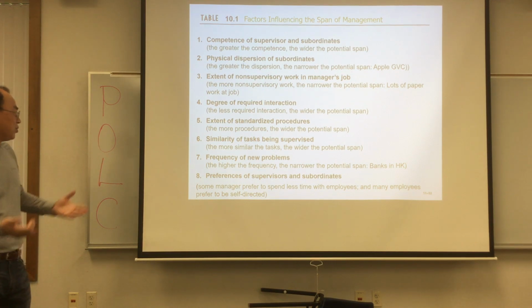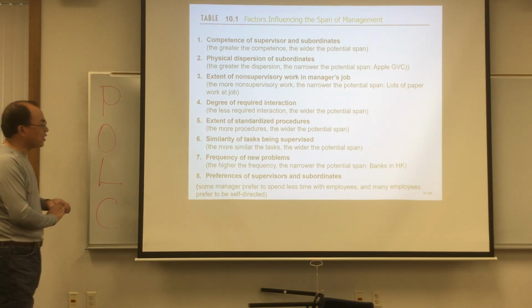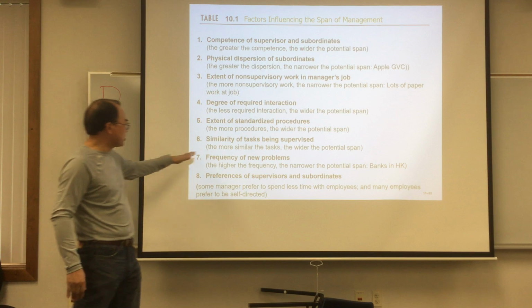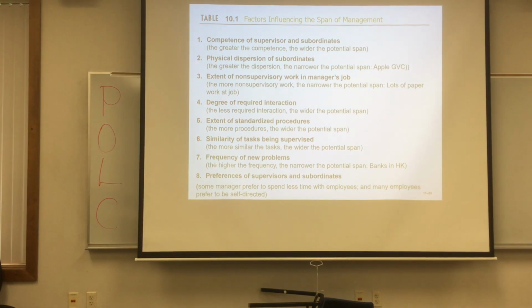Sometimes it goes to 50, it could be 100. Okay. Number 6 says, similarity of tasks being supervised. The more similar the task, the wider the potential span. Okay.